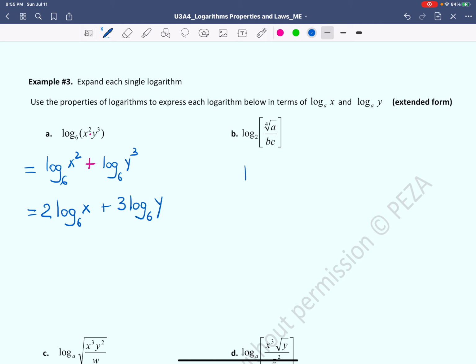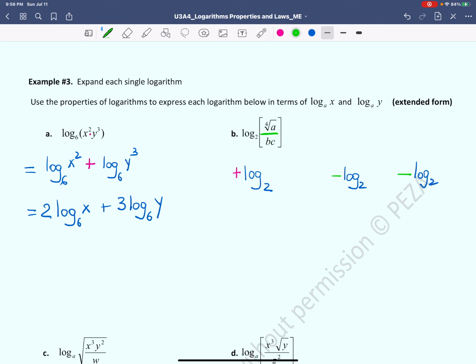Next, log with base 2. And there are a few things I need to take care of here. So we have division. In the denominator, I have two terms, b times c. In the numerator, I have one term, fourth root of a. So that means that I'm going to have one positive and two negative terms. The logs will be with base 2, all of them.